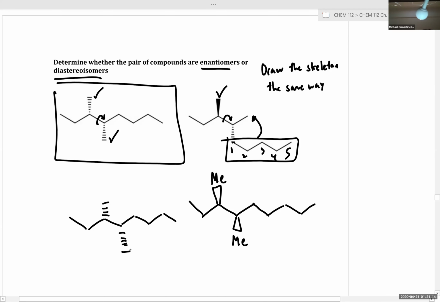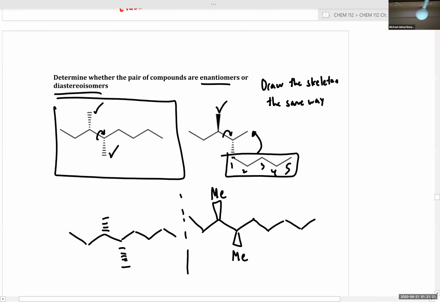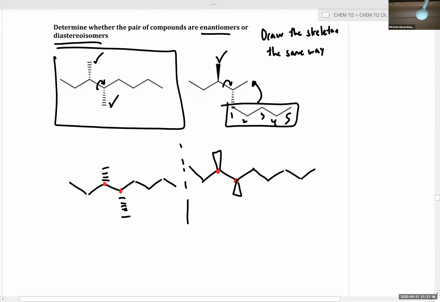So if we compare these two structures side by side, is the configuration at our chiral centers the same at every center, or are they flipped at every single chiral center? Are these diastereomers or enantiomers? Looking at these structures drawn in the same view. Yep, the stereochemistry is flipped. Ergo, if the stereochemistry is the opposite at every stereocenter, we call them enantiomers.